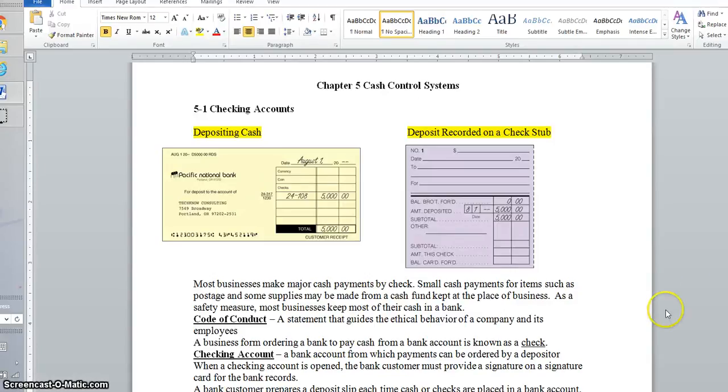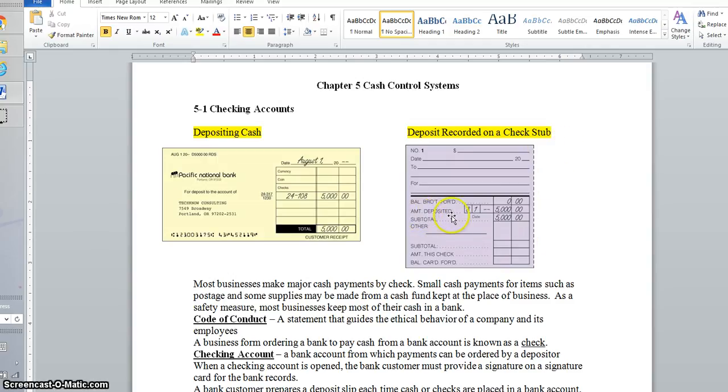In Chapter 5, we're going to learn all about cash control systems. We're going to be dealing with checking accounts and deposit slips. So here is an example of what a deposit slip would look like. Usually it's just a date, how much we're depositing, and the total deposits. We're also going to be looking at depositing, once we deposit the amounts, recording them on a check stub.